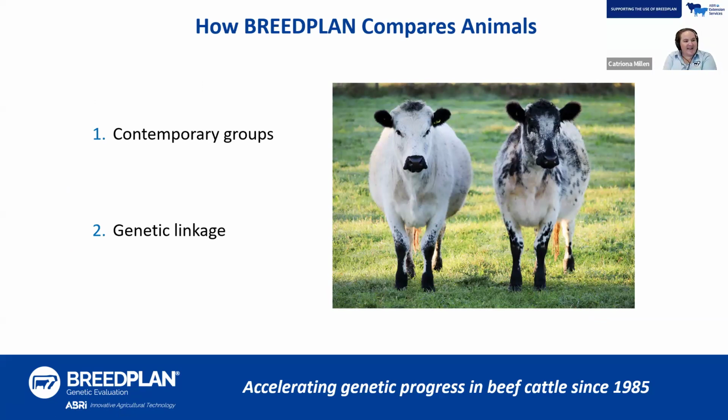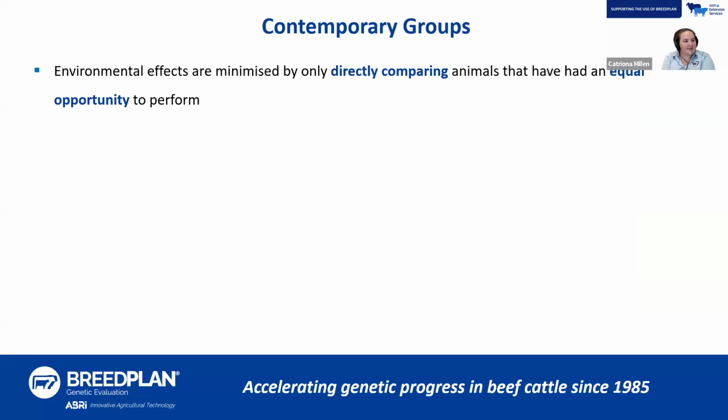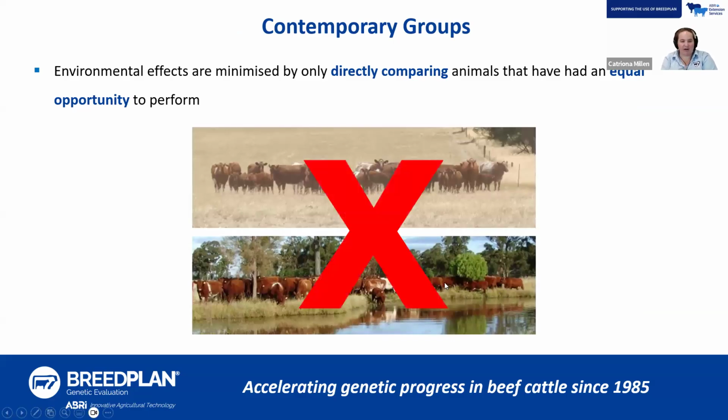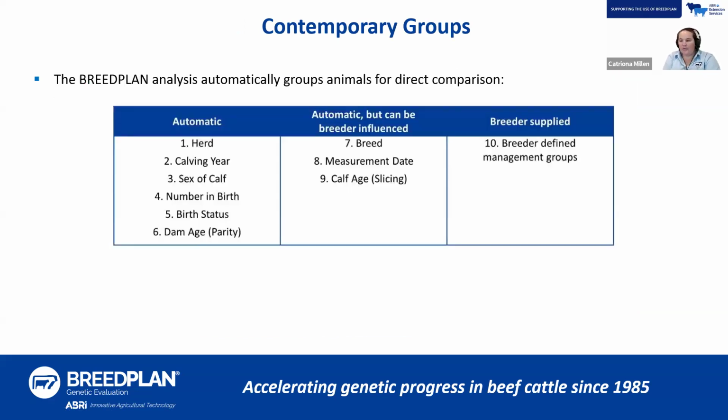So contemporary groups and genetic linkage are how BREEDPLAN compares animals. Boyd talked about that last week. Contemporary groups, environmental effects are minimised by only directly comparing animals that have had equal opportunity to perform. So if we look at these animals here, we can see they're running in very different environments. We would not compare animals in this group to animals in this group because the environment is different. They haven't had equal opportunity to perform. So we use what we call contemporary groups to split animals into groups where they've had the same treatment to allow us to compare them validly head to head.